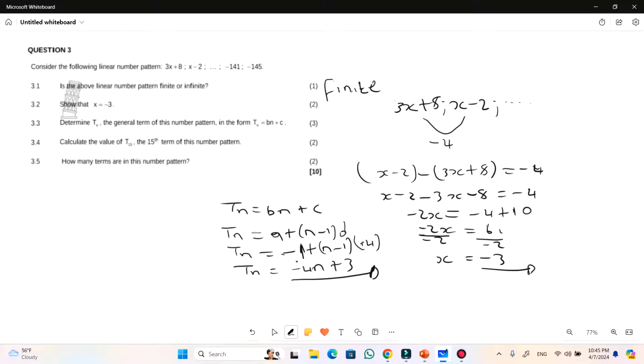To prove this equation, you can just take any position of the value which you see there. Take 2, the position which is 2. You know that your T2 is negative 5, so substitute by 2 here, it's going to give you negative 8. Negative 8 plus 3 is negative 5. So our equation is correct.